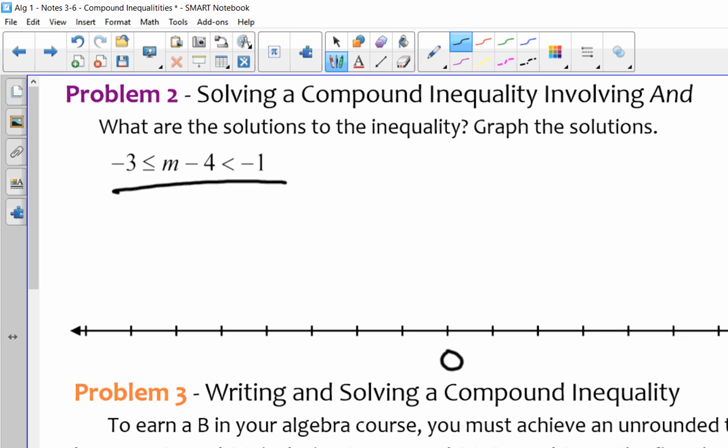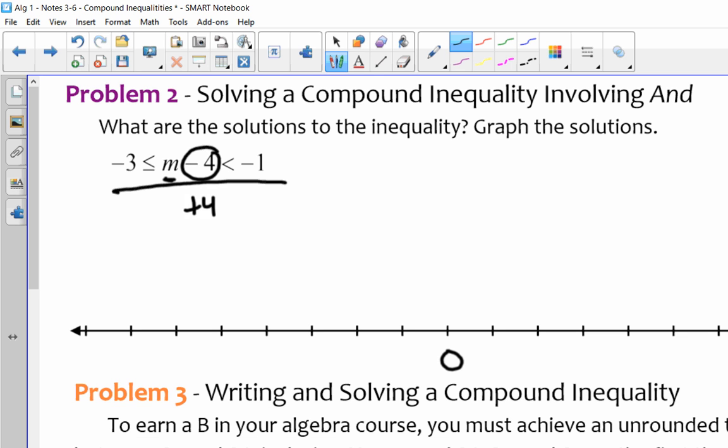I want to solve this like I solve an equation, but I'm going to be solving it through all three parts now, not just the left and the right that we're used to. I've got to solve it all together at once. So really what I'm trying to do is get m by itself. That means I need to get rid of this -4. And to do that, I do the opposite. I'm going to add 4 to get rid of it.